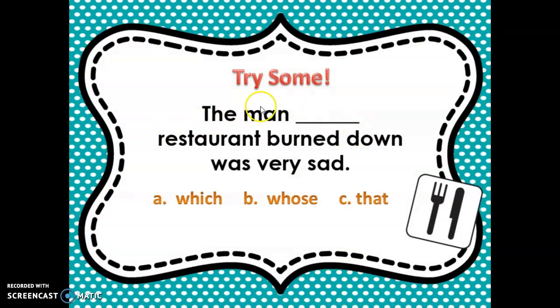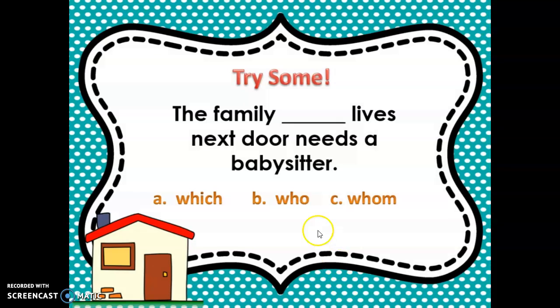A. The man blank restaurant burned down was very sad. So let's see, is it possessive? Do we think the man owns the restaurant? I would say yes, it is probably the man's restaurant. So then we should use whose. So your answer for this one should be B. And let's think, the man whose restaurant burned down yesterday was very sad. That makes sense. The man which restaurant burned down? The man that restaurant burned down? Those don't even make sense. So your turn, try the next one.